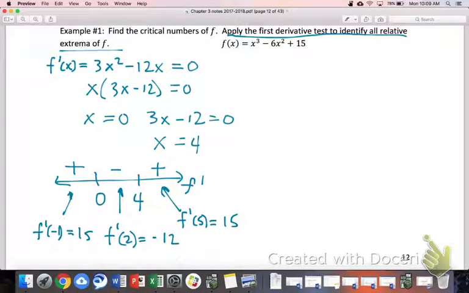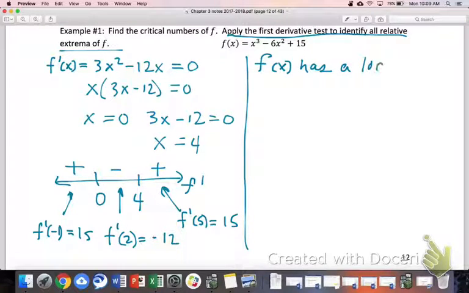Okay, so we've got to conclude this, right? It doesn't say justify your answer, but I'm going to do that anyway just so we can get some practice. I would say something like this. f of x has a local or relative max at where? At x equals 0, that's right.